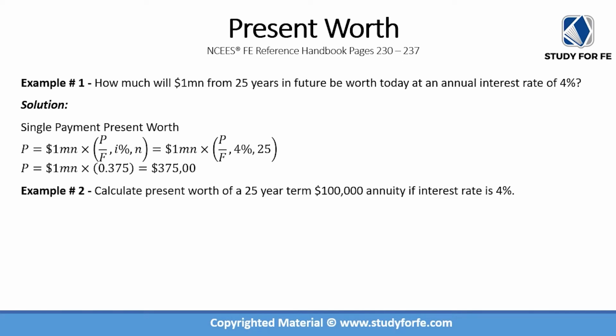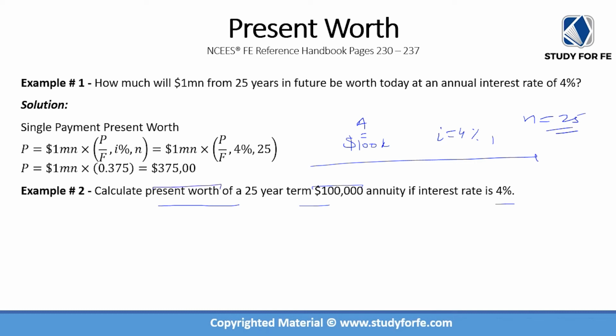Example number 2 involves an annuity. So we have to calculate the present worth of a 25-year term, $100,000 annuity if the interest rate is 4%. Okay, so when we are dealing with an annuity, it basically means that payments are being made, or you are being paid, on an annual basis. So in this case, 100K is what the annuity is basically paying, for 25 years. And the interest rate i is equal to 4%. So your A is equal to the annuity, which is $100,000, and your N is equal to 25.